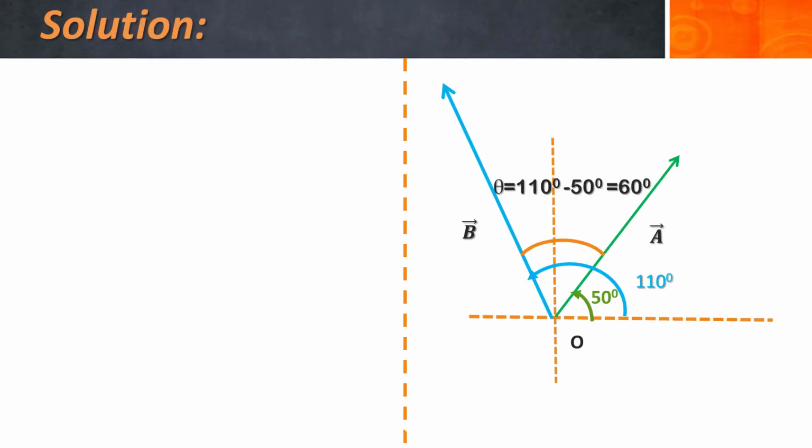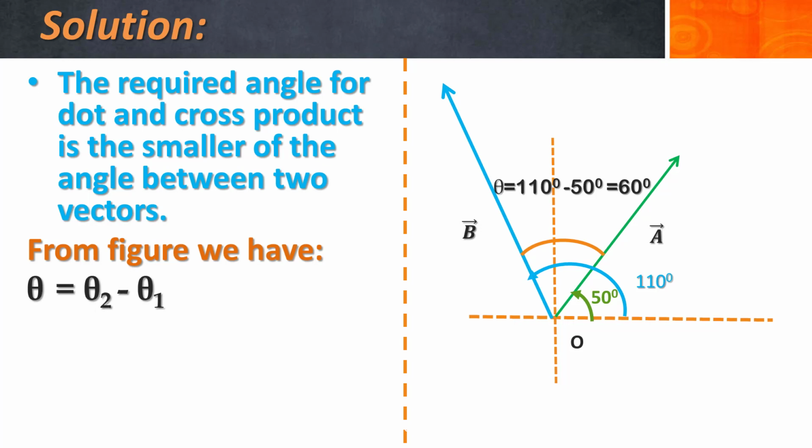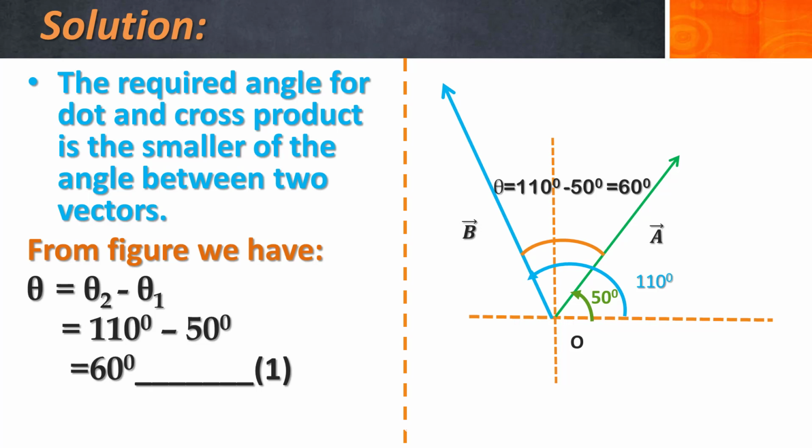You can see over here, the required angle for dot and cross product is the smaller of the angle between two vectors, which we have already calculated, theta. From the figure we have theta is equal to theta 2 minus theta 1. We are subtracting the smaller angle from the bigger one. 110 degrees minus 50 degrees will give us 60 degrees. So we have theta is equal to 60 degrees.